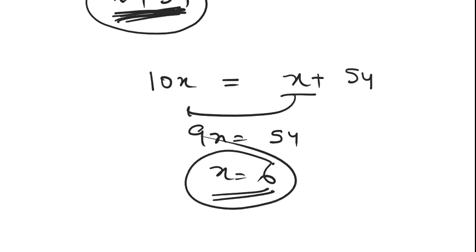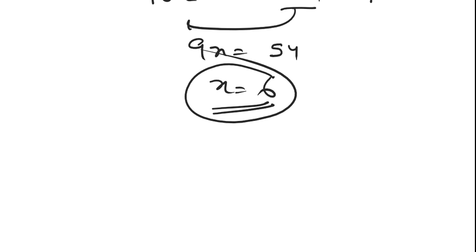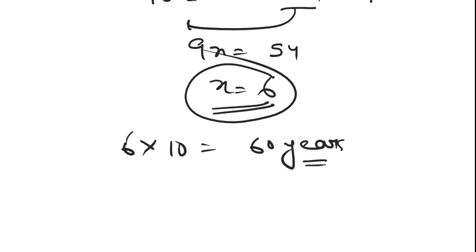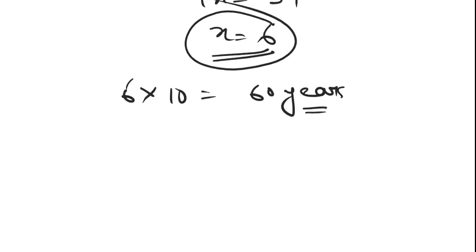So 6 years is the age of the grandson, and what is the age of the grandfather? It is 6 into 10, that is 60 years. So we need to write the statement. Write down, therefore the grandson's age is 6 years and grandfather's age is 60 years. Clear?